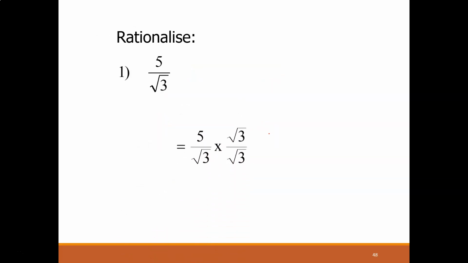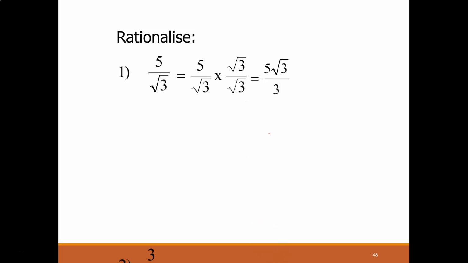Okay, next example. Rationalize these things. 5 over surd 3. So 5 over surd 3, since we have surd 3 over here, why don't we multiply it with surd 3 over surd 3? This one actually has no effect. Why? Because surd 3 over surd 3 is equal to 1. So no effect at all. So we just multiply it. 5 times surd 3, so you get this one. Then surd 3 times surd 3, then it becomes 3 over here. So this is the final answer.